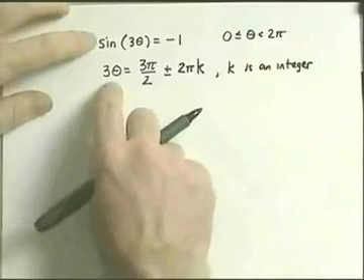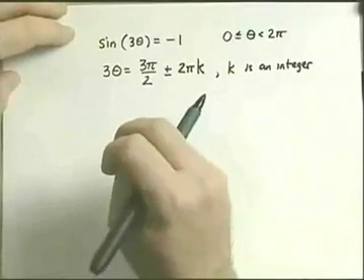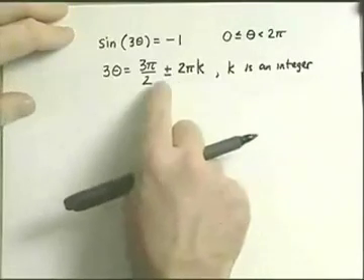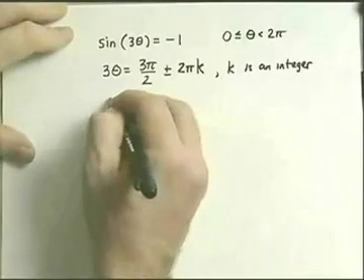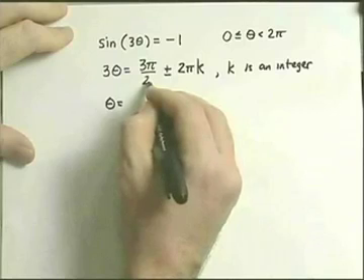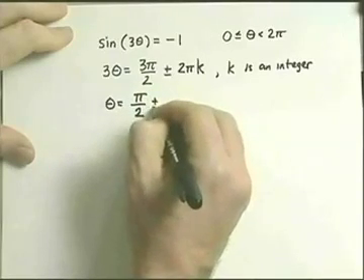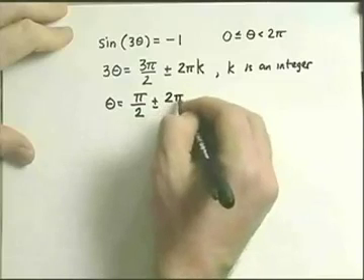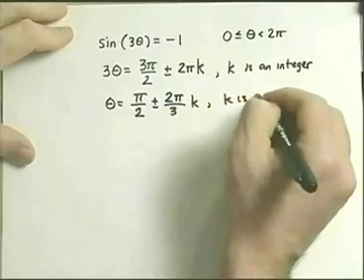Now, we don't really want to know 3 theta, but rather we want to know theta. So we're going to divide both sides of this expression by 3, and the result is that theta is equal to 3 pi over 2 divided by 3, which yields pi over 2, plus or minus 2 pi over 3 k, where again k is an integer.